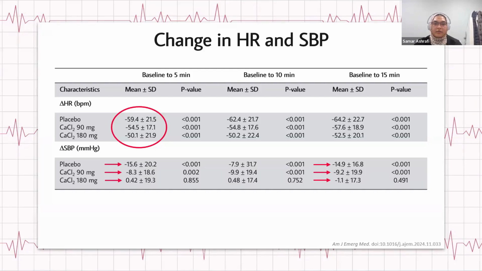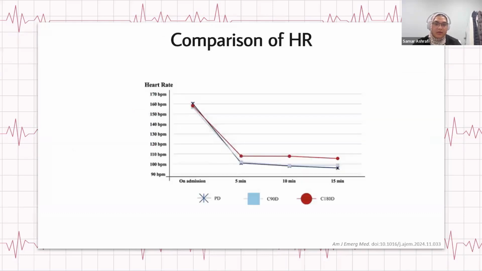And then none of those were statistically significant. So you could see that maybe giving higher doses of calcium could help with preventing any hypotension from occurring, or any drop in systolics. This is just a graphical example of the comparison in heart rate.